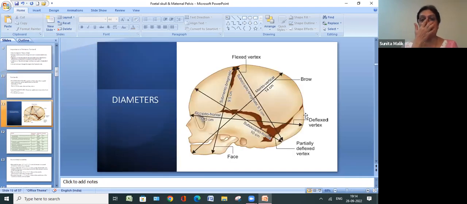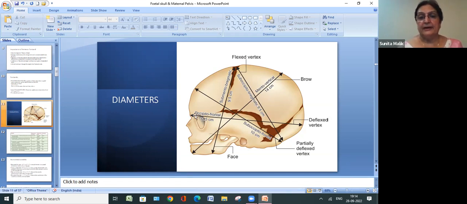Now coming on to the diameters. In a fully flexed vertex, we have the suboccipitobregmatic, from the occiput till the bregma, 9.5 centimeter, and the biparietal diameter on the other side. So that's the vertex. While in brow, we have the mentovertical, starting from the chin till the top of the vertex. That's 14 centimeters, a fully deflexed head, partially extended also. So that's what the brow is.